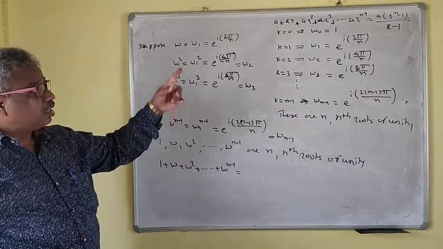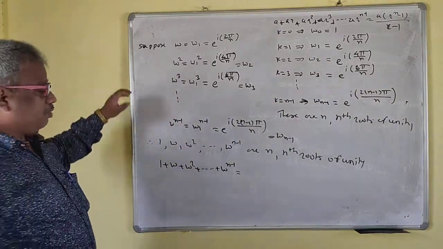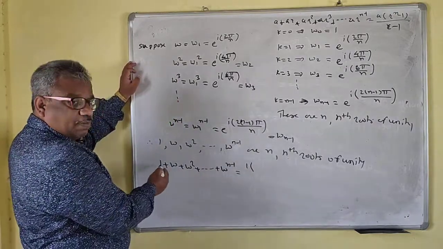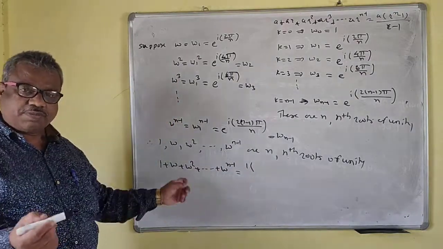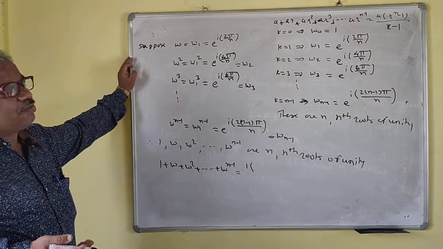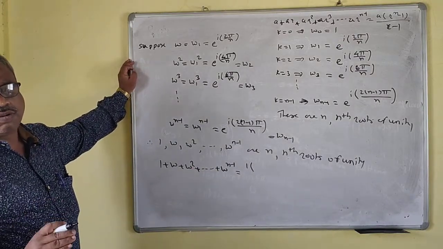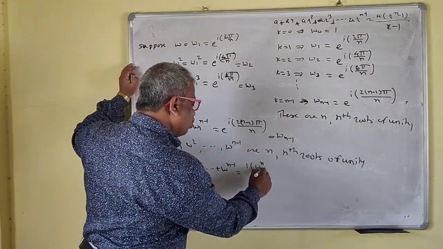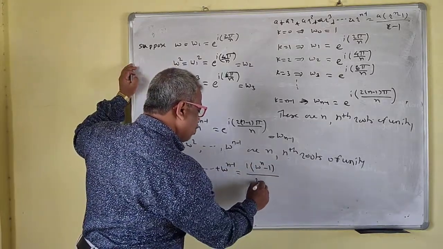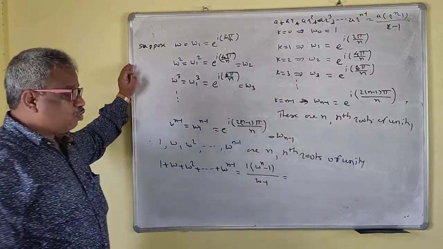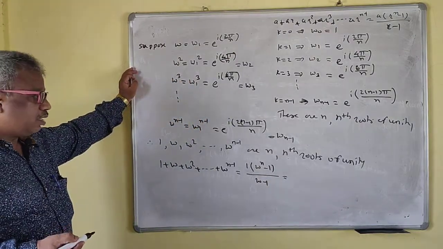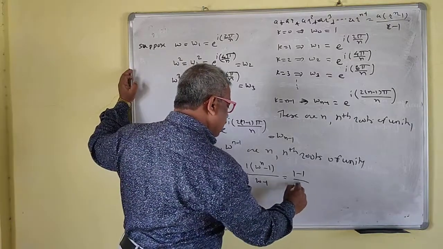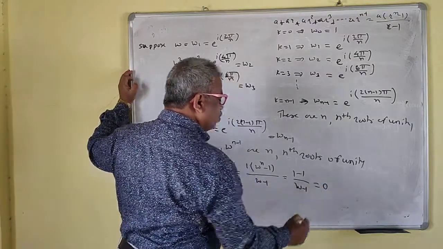The common ratio is what? Here r is the common ratio, and the first term is 1. So omega is the common ratio. If you multiply by omega, you get the second term. So the common ratio we can find as the second term upon the first term, the third term upon the second term, right? So the sum is omega to the power n minus 1 upon omega minus 1. But omega is an nth root of unity, so omega to the power n is 1. So this is what then? 1 minus 1 upon omega minus 1, which is equal to 0.